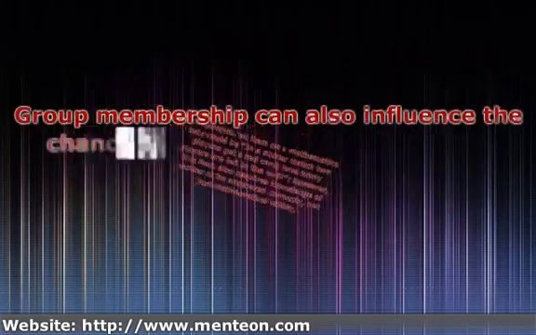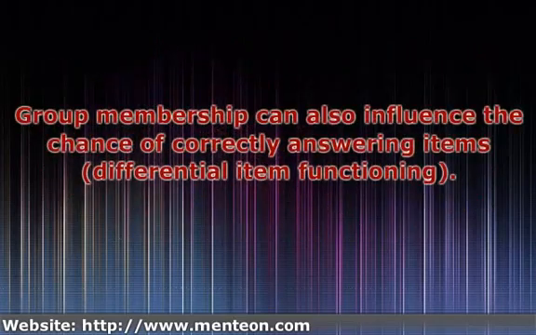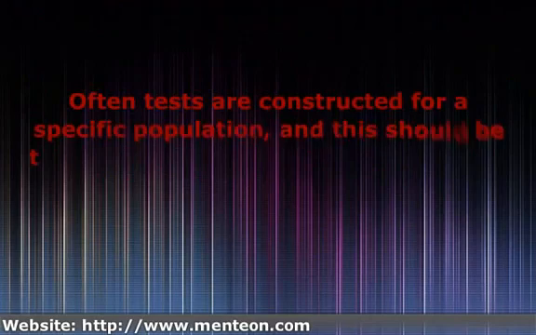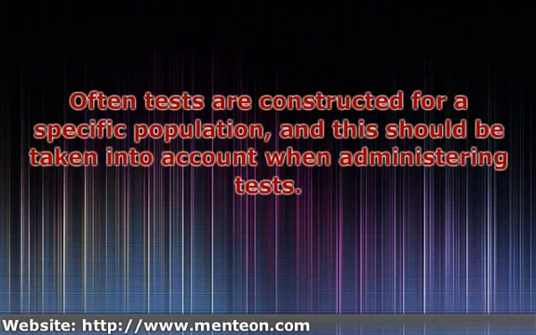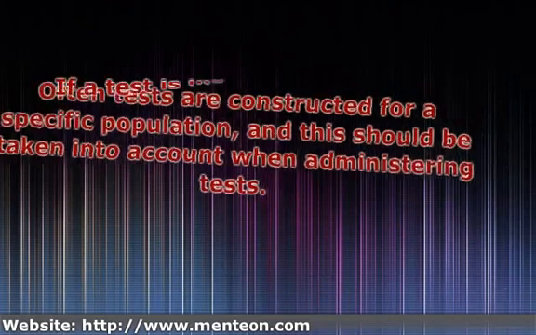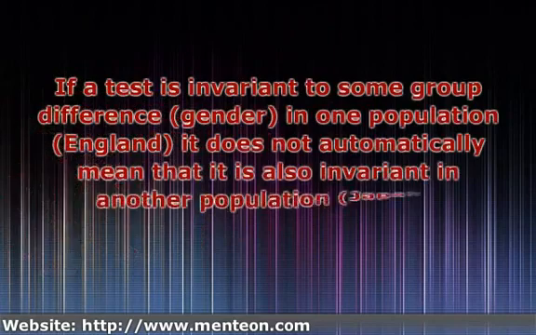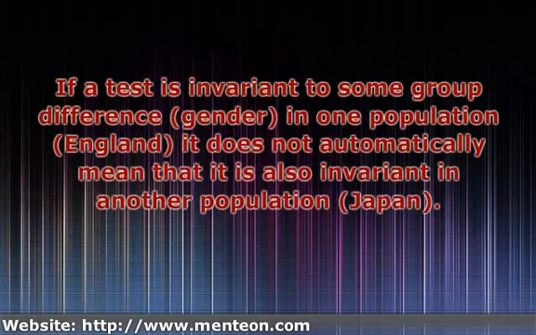Group membership can also influence the chance of correctly answering items, known as differential item functioning. Often tests are constructed for a specific population, and this should be taken into account when administering tests. If a test is invariant to some group difference, such as gender, in one population, such as England, it does not automatically mean that it is also invariant in another population, such as Japan.